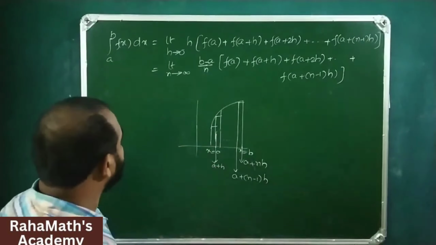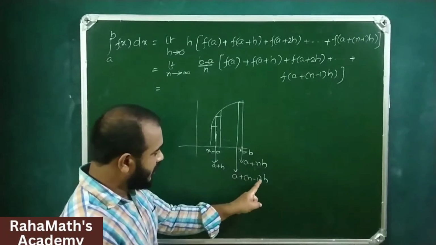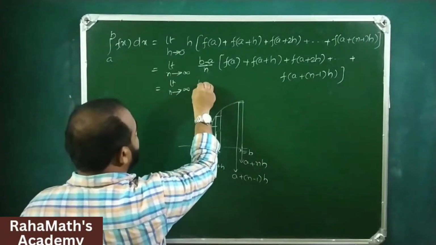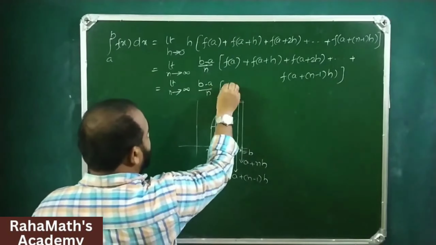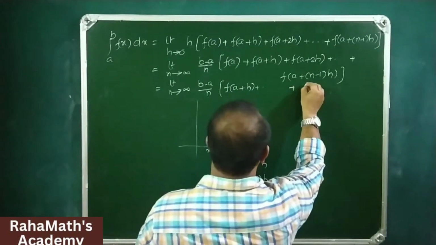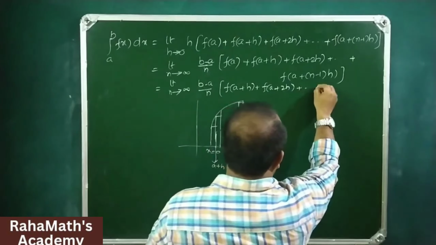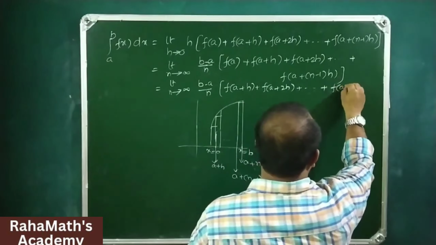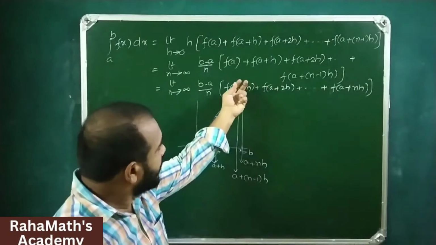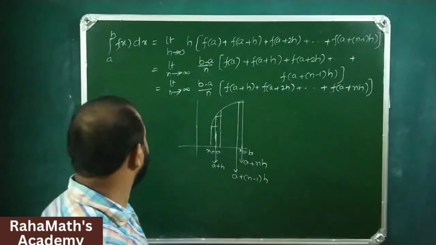So, this is equivalent to the limit, as I have started from a to a plus nh. If I start with limit n tends to infinity, b minus a by n into, if I start with f of a plus h, then f of a plus 2h, etc., the last one is f of a plus nh. Of course, this is also correct, but compare this with the textbook formula. Therefore, in the textbook it has been given in this way.